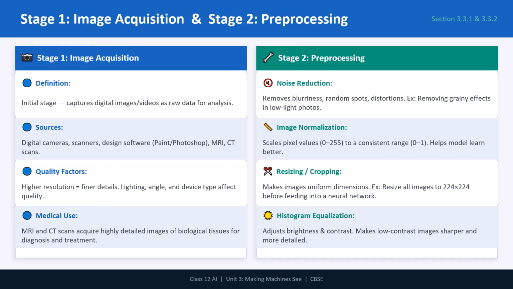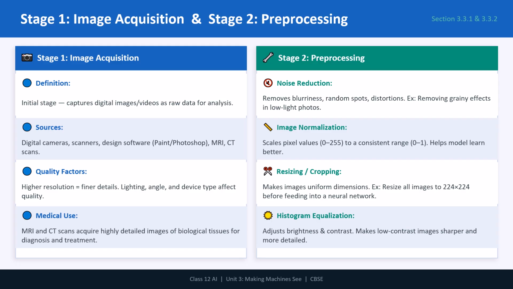Let's zoom into the first 2 stages now. Stage 1, image acquisition, is where everything begins. The principle here is simple. Garbage in, garbage out. If the quality of your input image is poor, your entire CV system will fail, no matter how good your algorithm is.